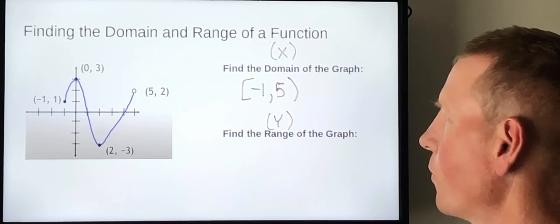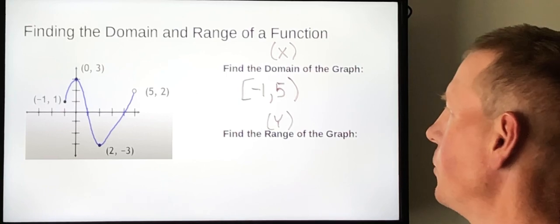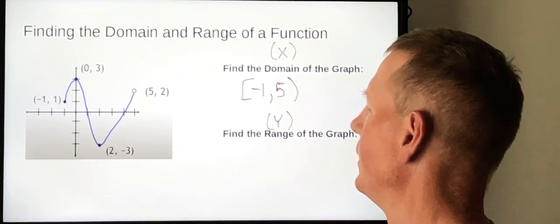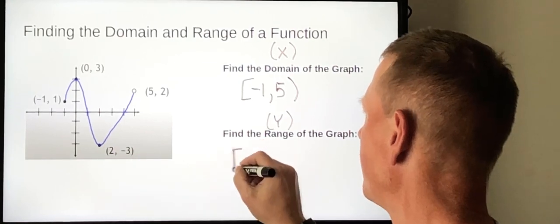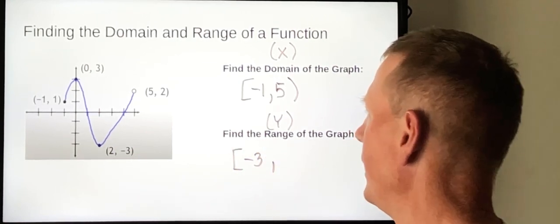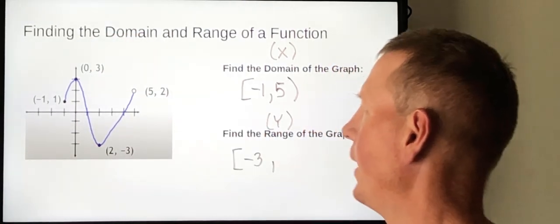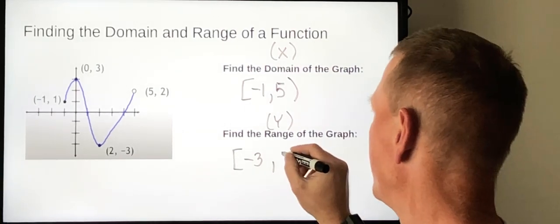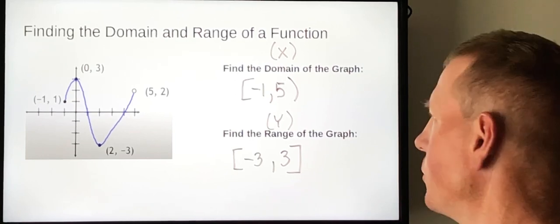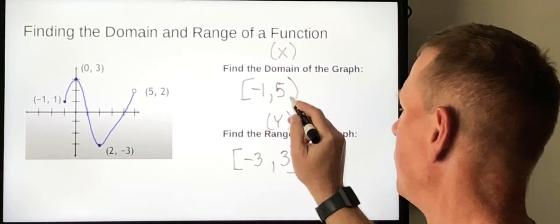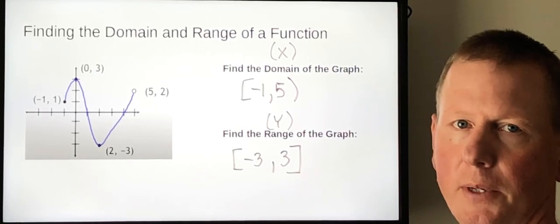If I were to describe the range, I'm going to start from my minimum point and go all the way up. In this graph, my lowest point is -3. It is a colored in circle, so I'm going to include -3. And it is going to go all the way up to my highest point, which is 3. That is also colored in, so that would also be a bracket there. So my domain is -1 to 5, my range is -3 all the way up to 3.